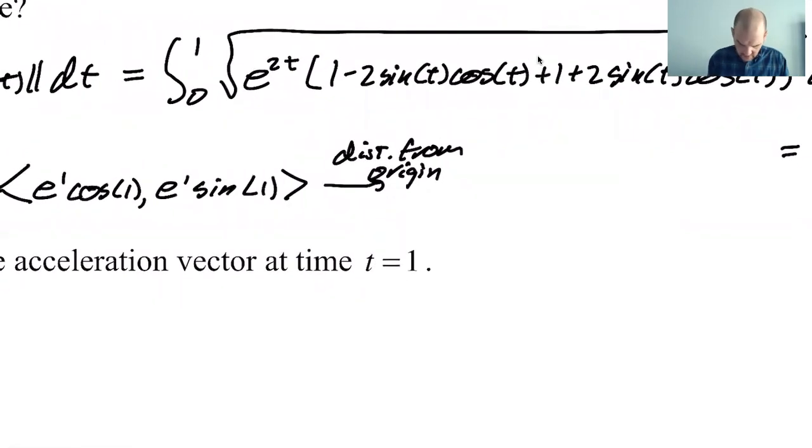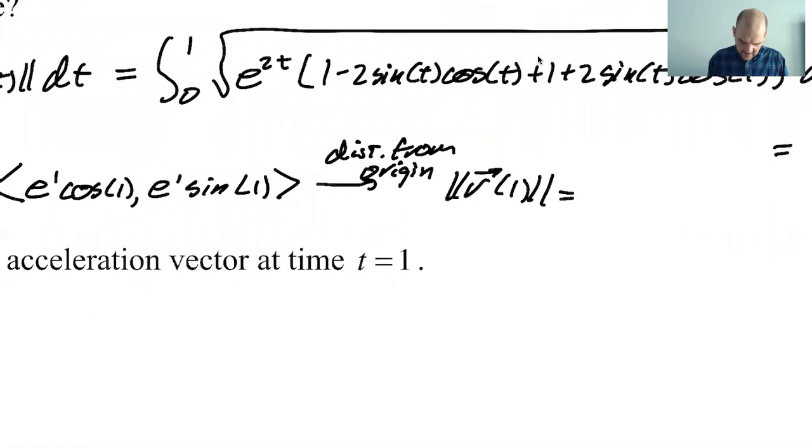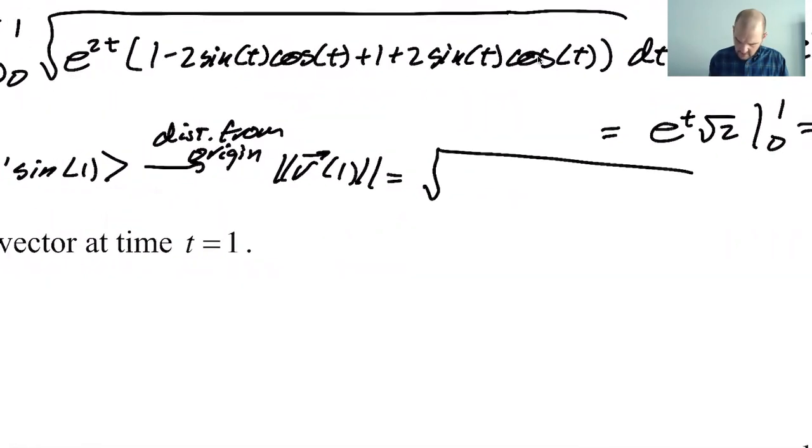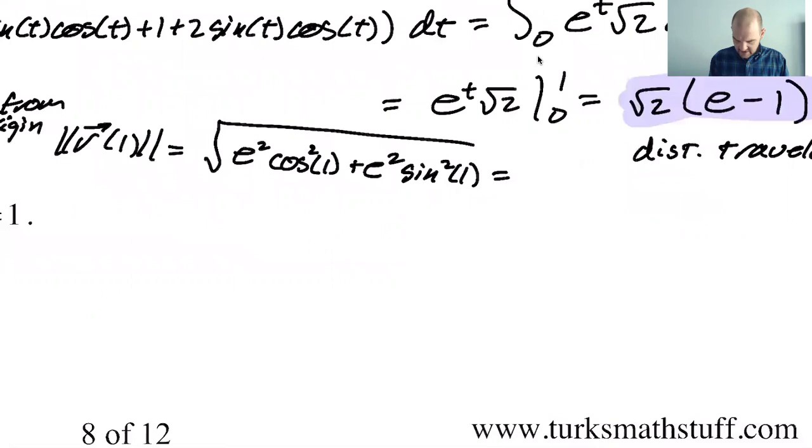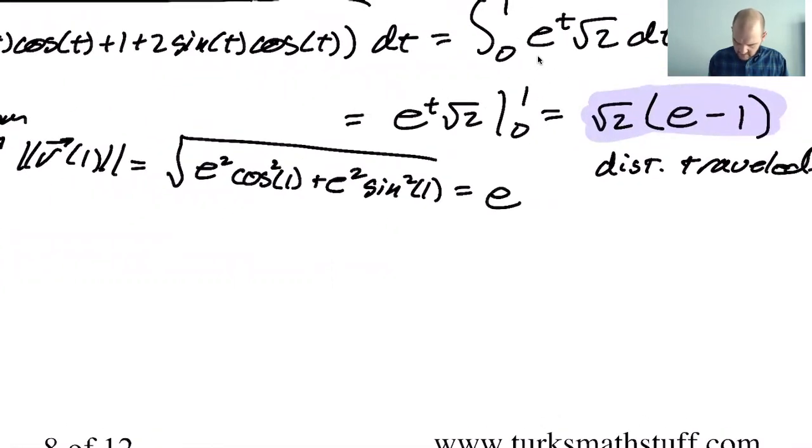So it's going to be the square root of the magnitude of r of 1. Am I doing a good job on these problems? I don't know. I never know. So it's e squared cosine squared plus e squared sine squared, which is just the square root of e squared, so it's e. So this is your other answer. This is your distance from the origin. I don't know why you would think those are the same, but if you did, they're not.